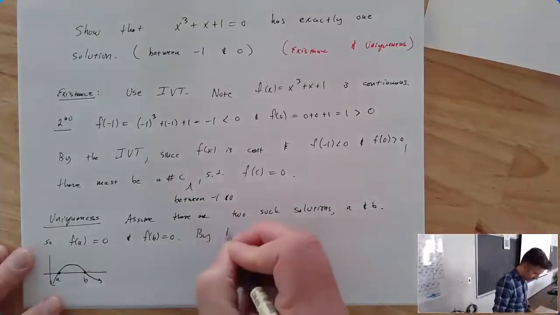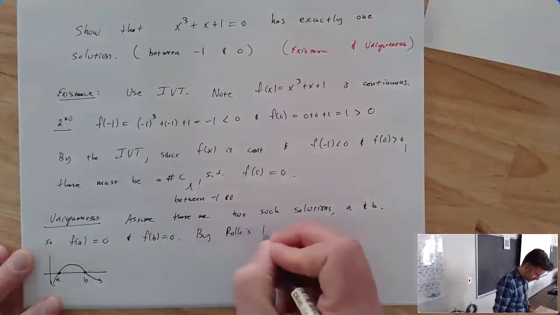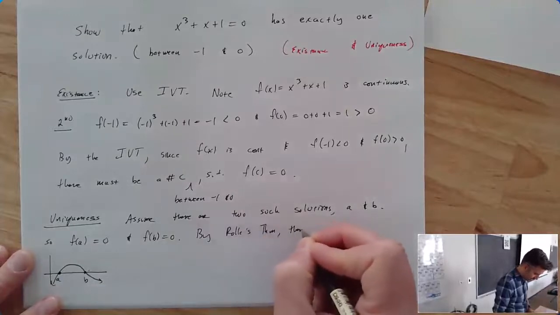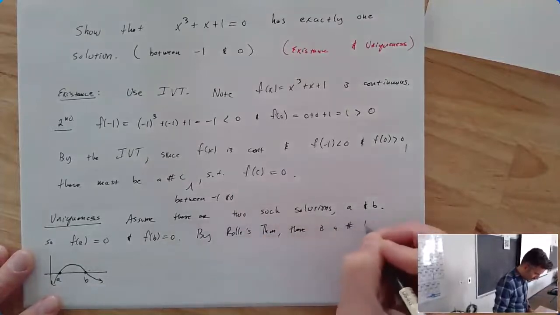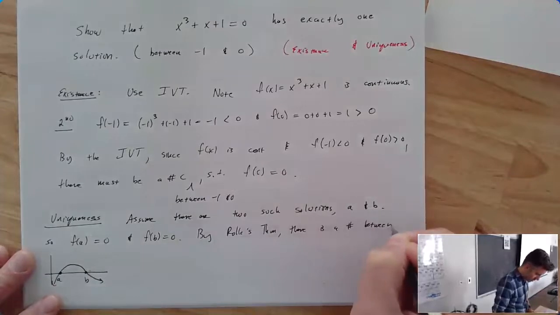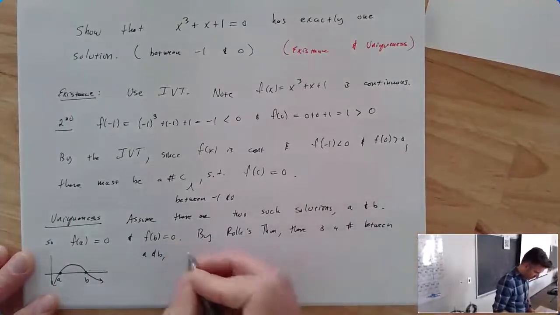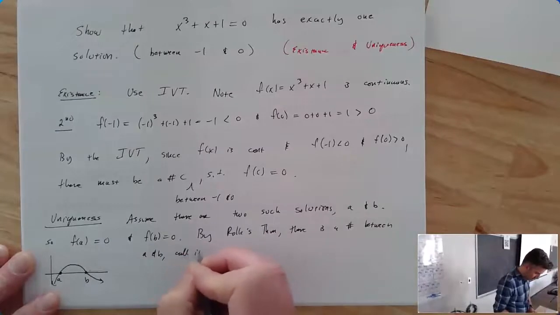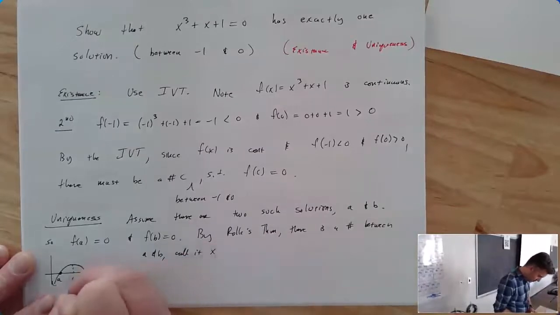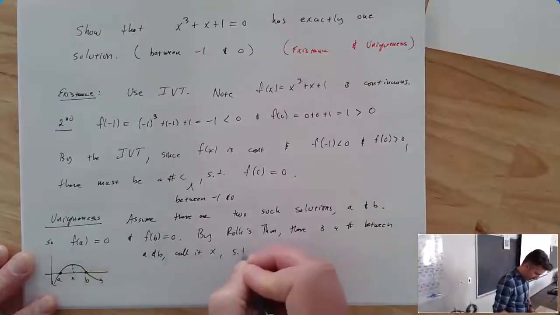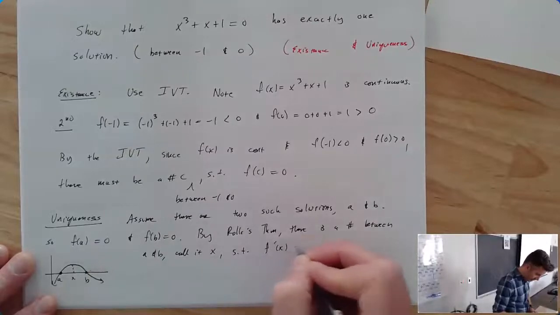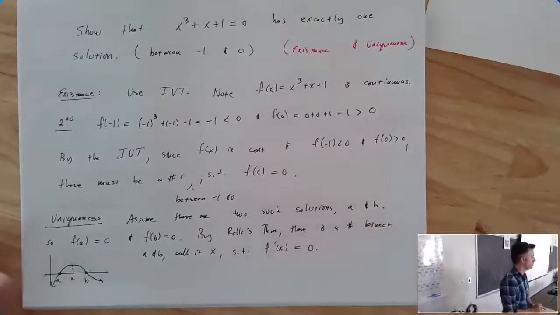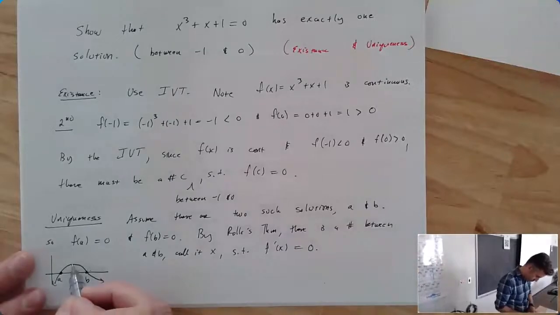So by Rolle's theorem, there is a number between A and B. Let's call it X, such that f prime of X is equal to 0. Like that.